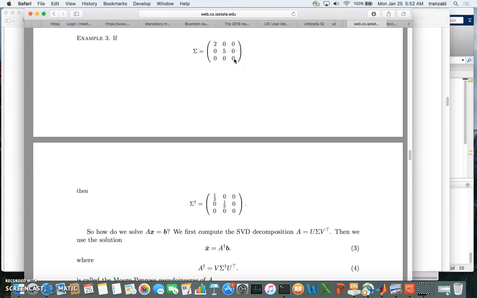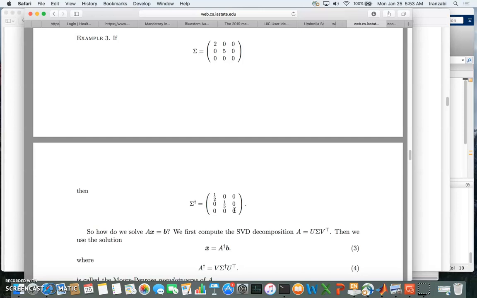Okay, so I can go ahead and define sigma dagger. This symbol means dagger. Sigma dagger is where we take the reciprocal of every non-zero element. So we're going to have 1 over 2, 1 over 5 for these two elements on the diagonal, and the third one we leave at 0 because we cannot find the reciprocal of 0. So the reciprocal is only found for non-zero elements.